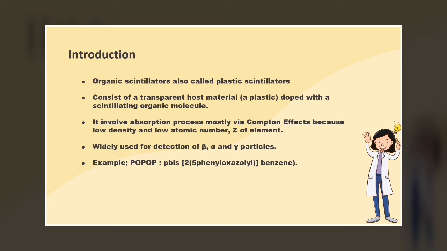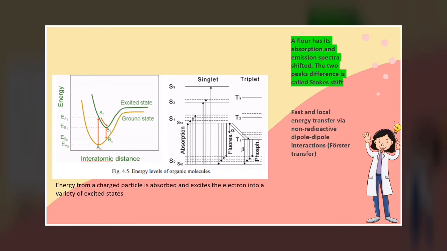Therefore, plastic scintillators are mostly used for detection of beta or other particles, or when very large volumes are needed, since their material cost is relatively low. The figure shows energy from a charged particle being absorbed and exciting the electron into a variety of excited states. A traversing ionizing particle releases energy in the solvent. Then, energy flows non-radiatively to the scintillator. Finally, light emitted by the scintillator is absorbed, and there is radiative transfer and re-emission at a longer wavelength by the secondary fluor.